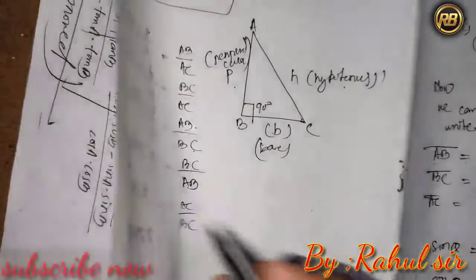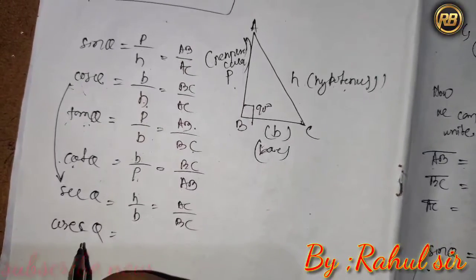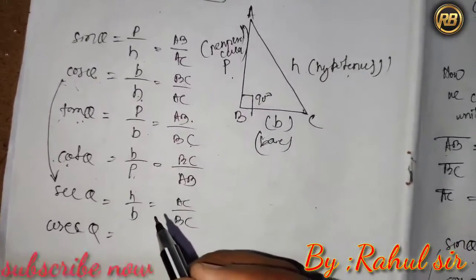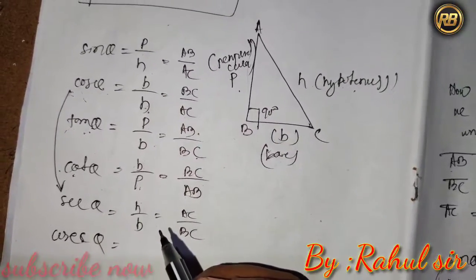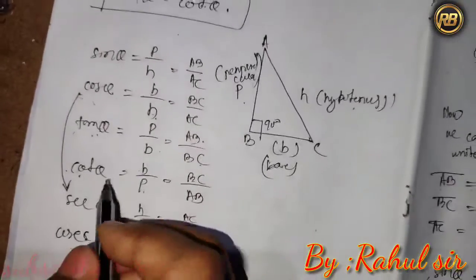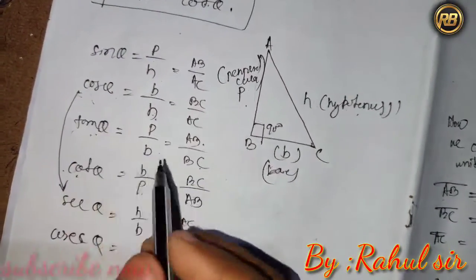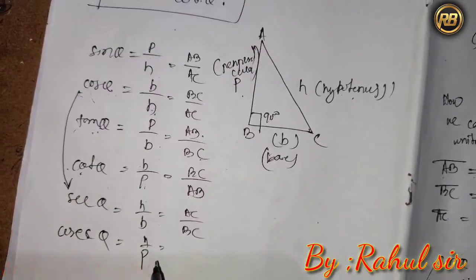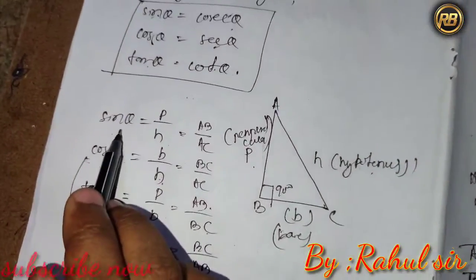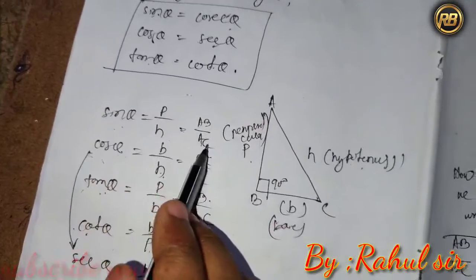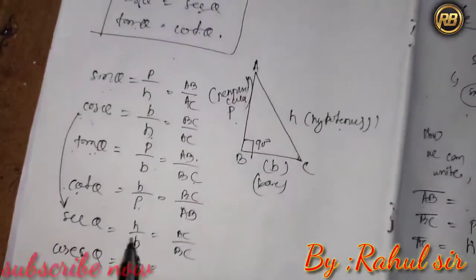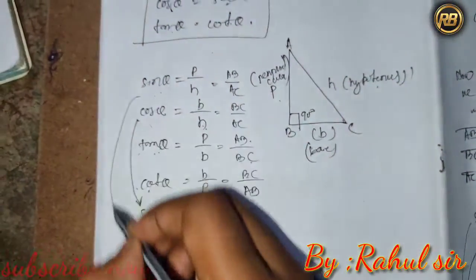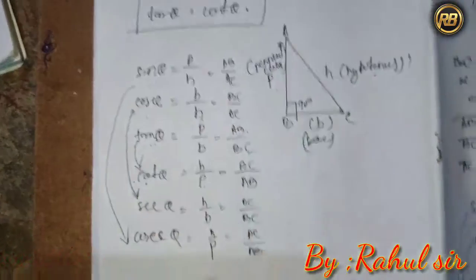And the last term is cosec theta. Cosec theta is the reciprocal function of sin theta, sin theta is the brother of cosec theta, and cosec theta is the brother of sin theta. Sin theta is equal to P by H, so cosec theta is equal to H by P, hypotenuse by perpendicular. So sin theta is AB by AC, and cosec theta is AC by AB. Now you can easily remember the formulas.